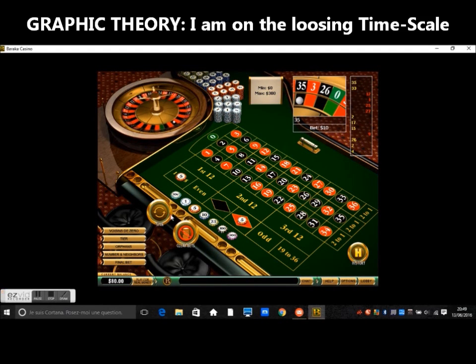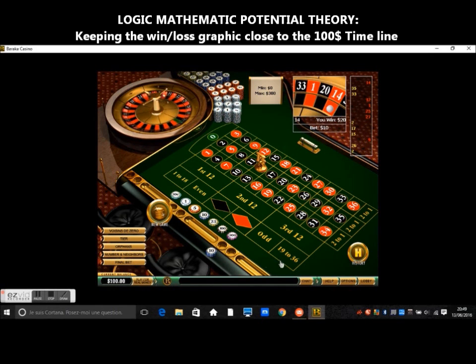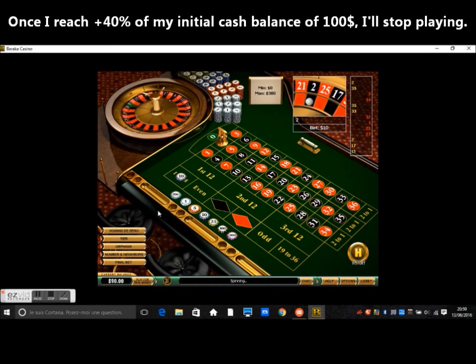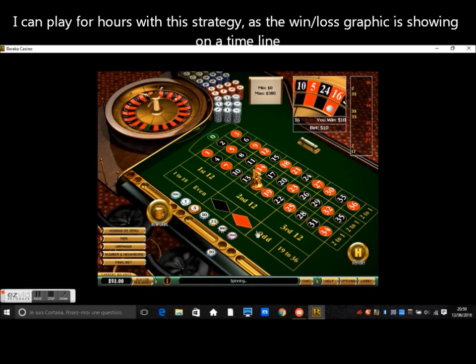I am currently on a $15 loss, due to unlucky spins, but it's still a long time now that I am playing on this roulette table. So now, as a mathematic theory, after getting a series of unlucky spins, I may get some lucky ones. I hope so. Let's continue to play with this strategy and see. My goal is to win over $40 with my $100 initial cash balance. If I manage to reach over $140, I will stop playing. It will be the end of the strategy for myself trying to get some winnings from a roulette table.